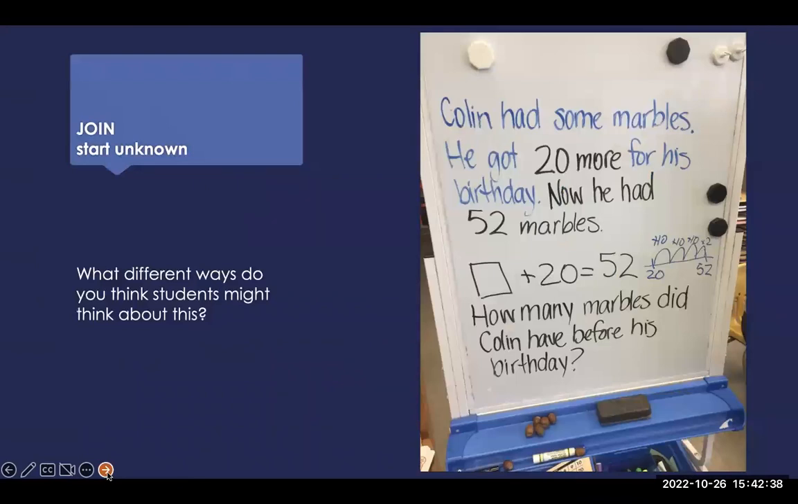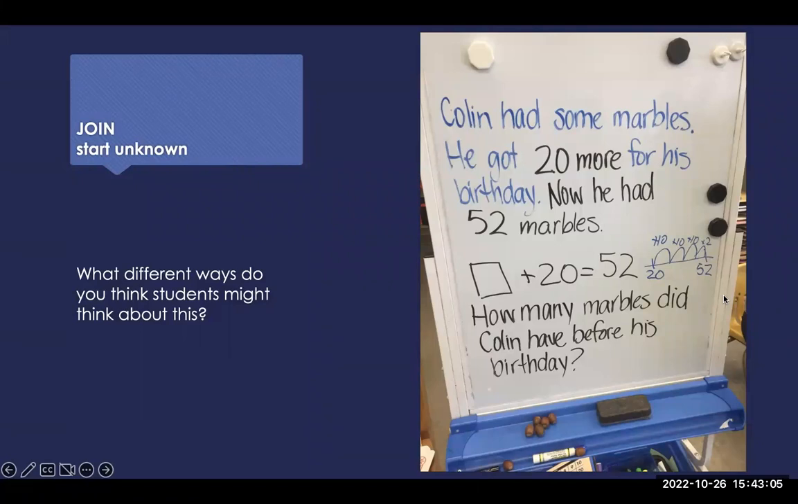All right, another example. In the same class, we did another type of numberless word problem, with a start unknown. And again, this is quite a difficult structure for many students. So Colin had some marbles. He got some more for his birthday, is what it originally said. Now he had lots of marbles, is what it said. Then the structure: I added the numbers. Colin had some marbles. He got 20 more for his birthday. Now he had 52 marbles.